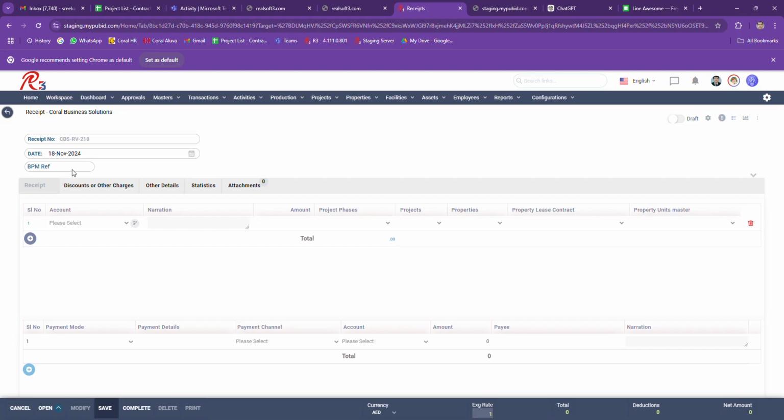So this is the BPM reference. There will be one workflow system, a parallel system. If it is coming from that system, then it will be a BPM reference. But you don't have to worry about those things. So now you need to select the account of a particular customer. So if you go, we will take this test customer as a sample, and he is paying for some purpose, which goes in the narration.